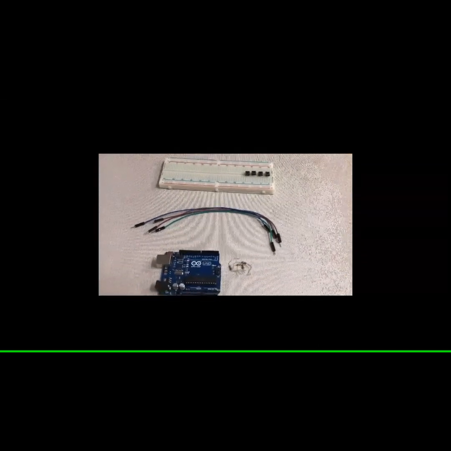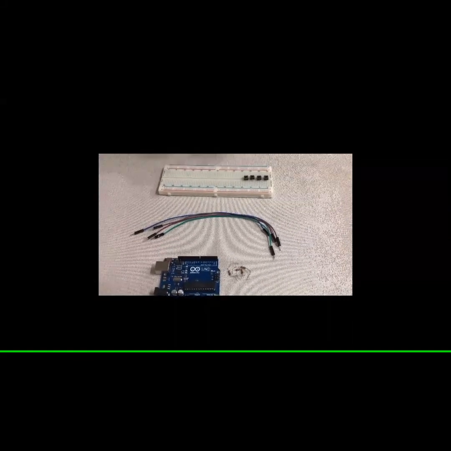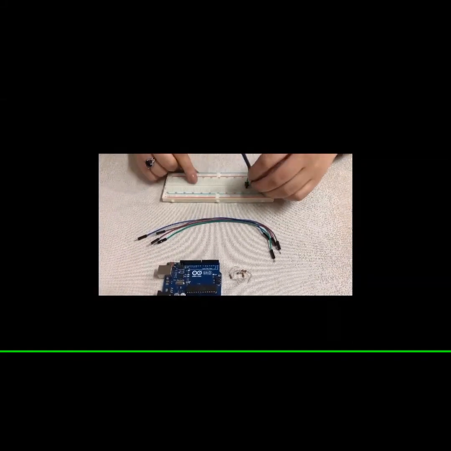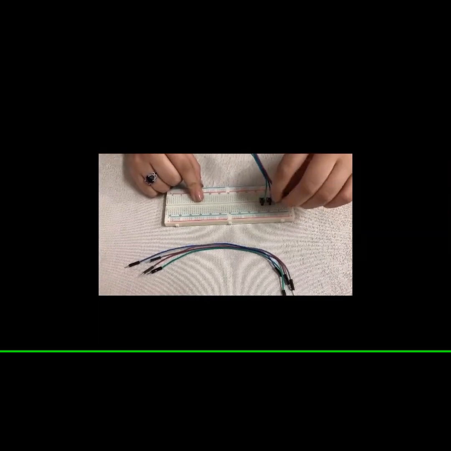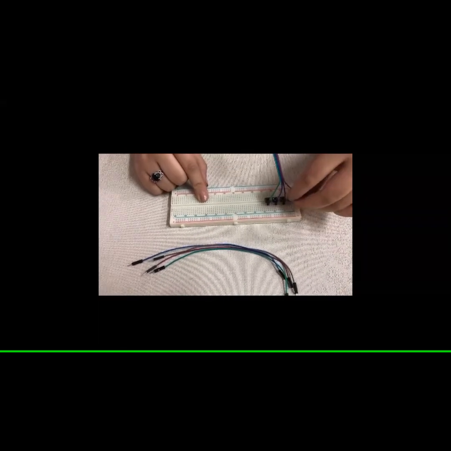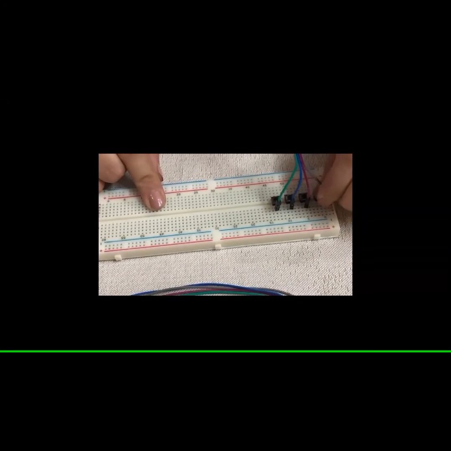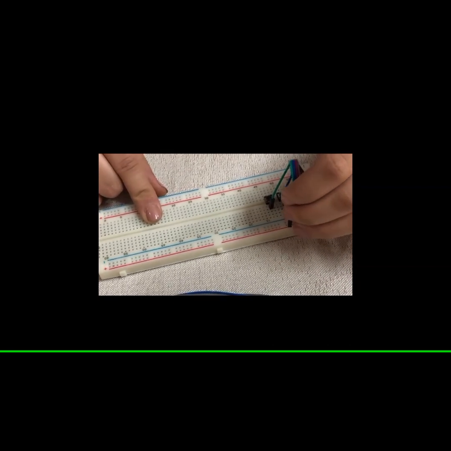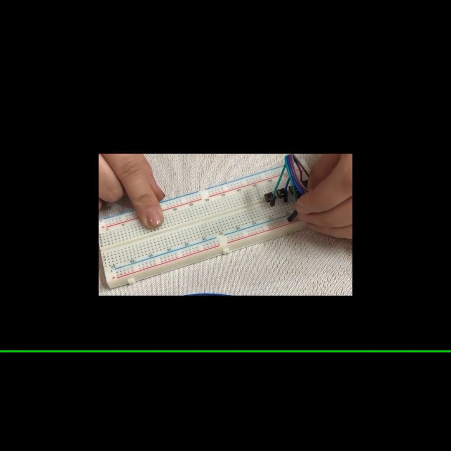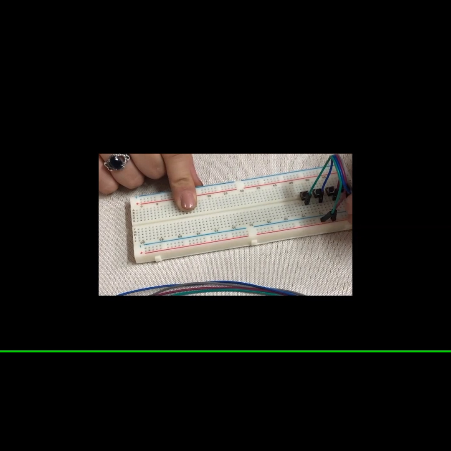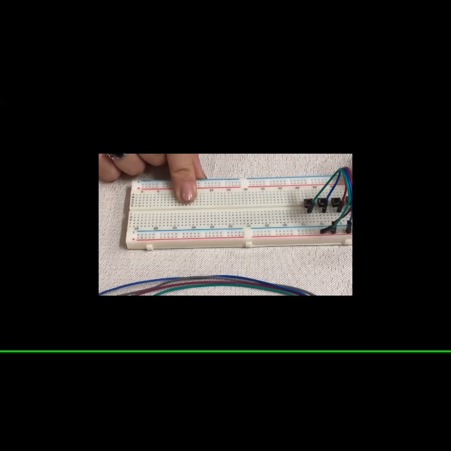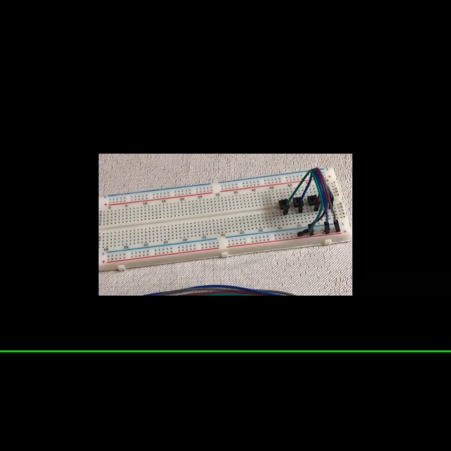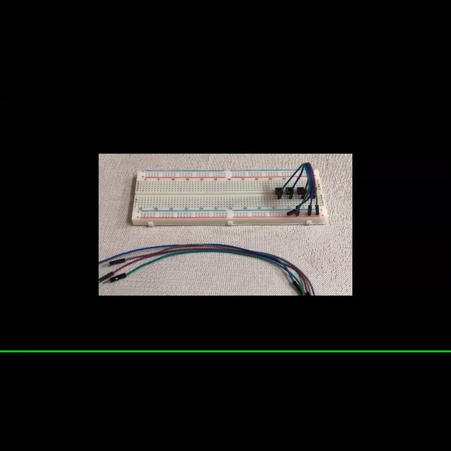I put 1 wire in the same row for each button and connect them with the positive part of the breadboard. And I use another 4 wires to connect the power on the breadboard with the Arduino.